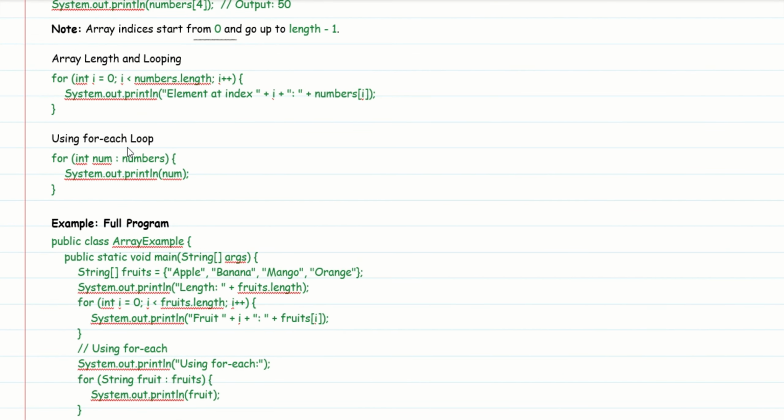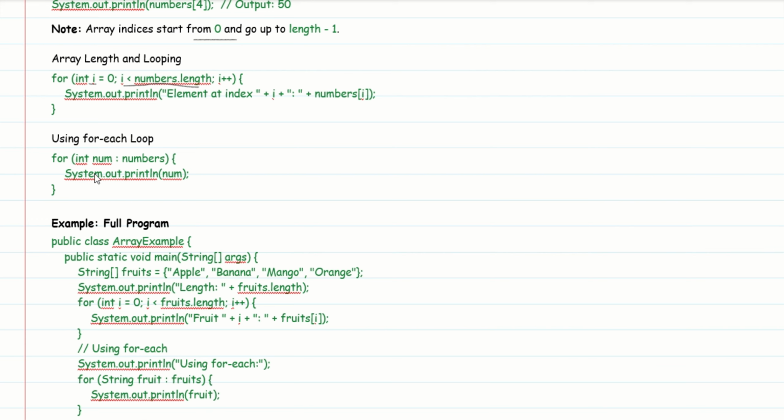Then array length. If you want to get the length of an array, just use the variable name, dot, length. In this example, it's numbers.length, which will get the length of the array. To loop through it, we have a couple of ways. Through the index: first initialize the index or counter. Here i is the counter, but you can use anything. Then the condition, until when the loop has to iterate, then increment it.